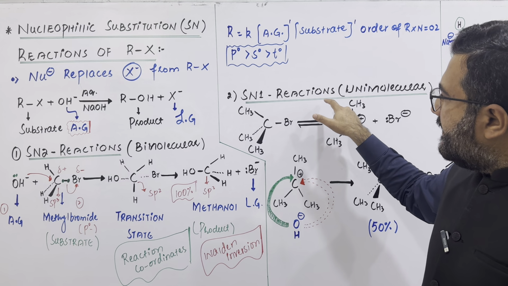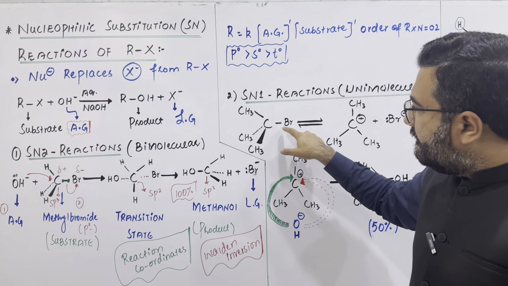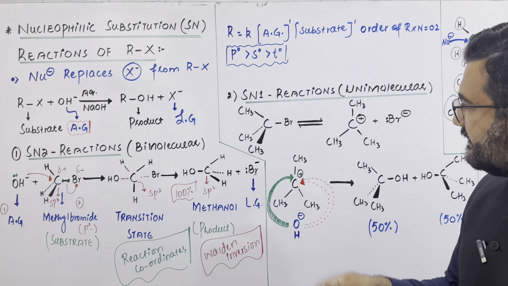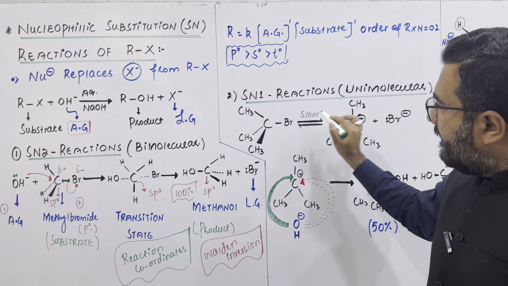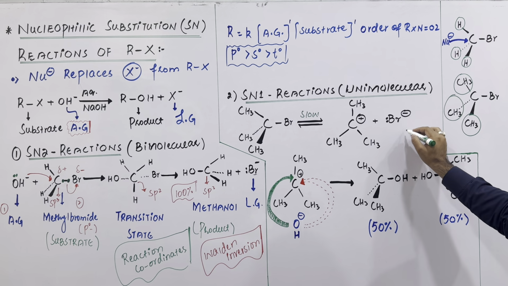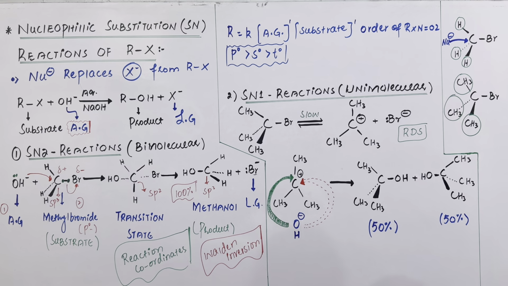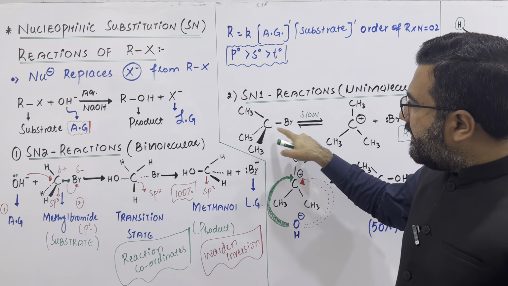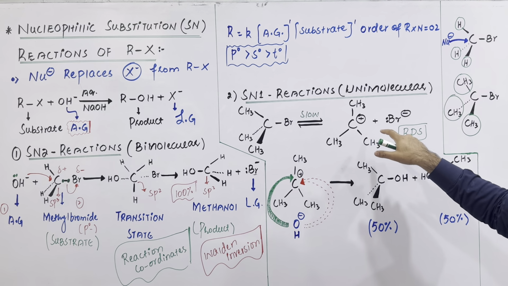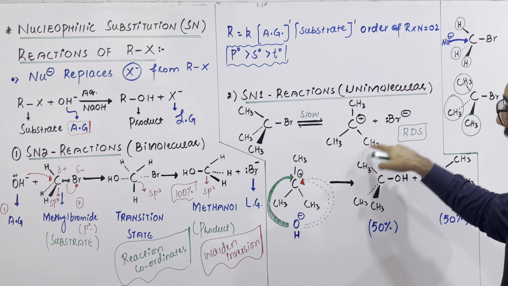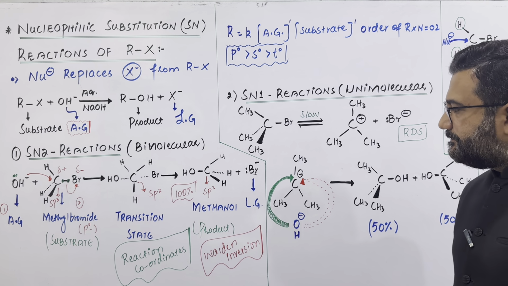Now, my dear students, SN1 reaction is a two-step mechanism in which the first step is the reversible step as well as the slow step. As this is the slow step, it will be the rate determining step. In this first step, the alkyl halide in the presence of any polar solvent gets ionized and forms a carbocation, and the leaving group leaves the substrate, the molecule.